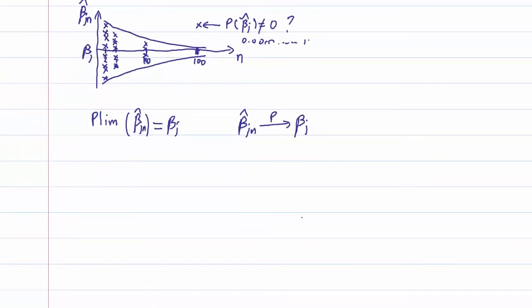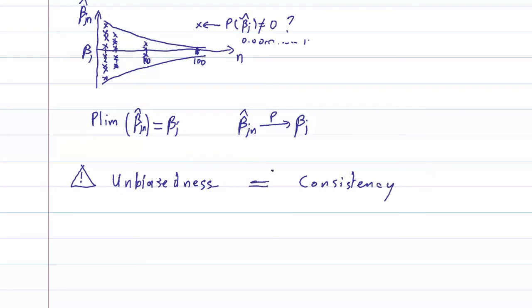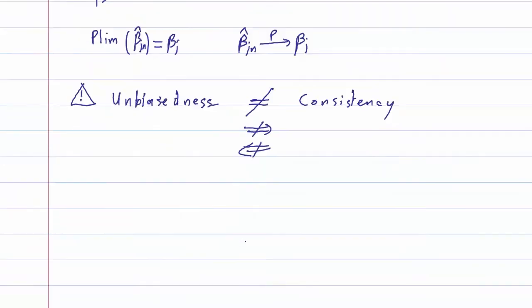So be very careful. We defined unbiasedness before, and here we have consistency. There are two very different concepts, right? Unbiasedness doesn't imply consistency, and consistency doesn't imply unbiasedness either. Let me give you an example for that.